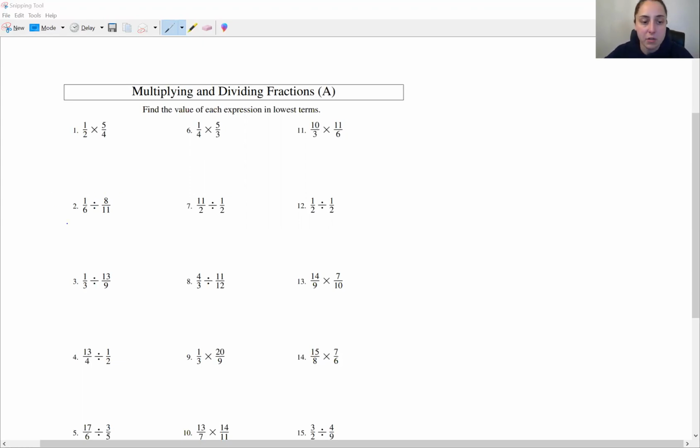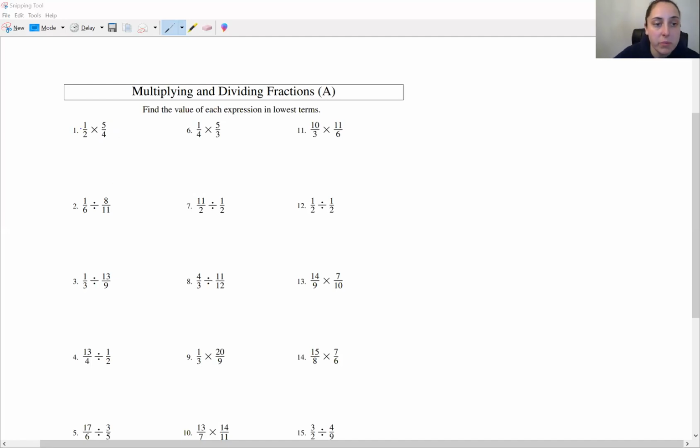So I thought what I could do, this page has a combination of division and multiplication. If you remember what I said in the video yesterday, multiplication and division are very similar. If you know how to multiply, then with one extra step, you know how to divide fractions. So I will do the top line, numbers one, two, and three, and then I'll let you go ahead and do those on your own.